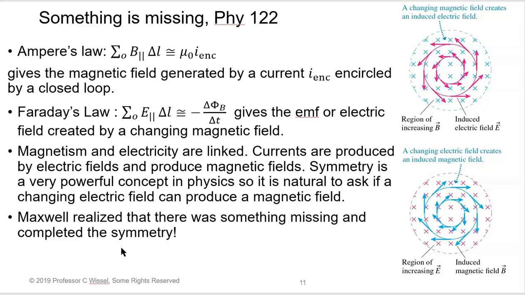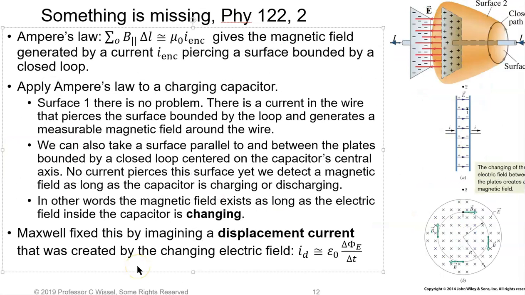So it's natural to ask if a changing electric field can produce a magnetic field. Maxwell realized that the answer to that question was an emphatic yes, and he also realized that that meant there was something missing, and he completed the symmetry, which is linking these two. Okay, at this point, Maxwell realized that something was missing.